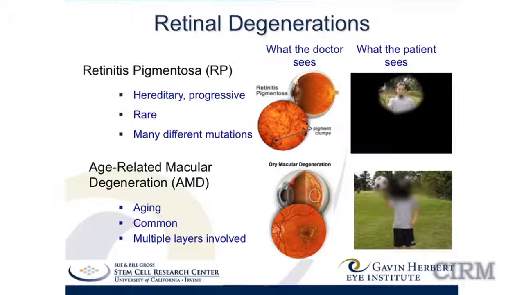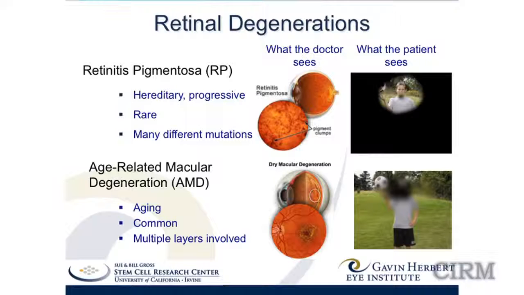Now, age-related macular degeneration develops late in life, and so it involves just the central vision, and the periphery of the retina is spared. However, this lesion involves multiple layers right in the center of the eye. So when the doctor looks in the back of the eye in a patient with RP, it looks quite different than in a patient with macular degeneration.